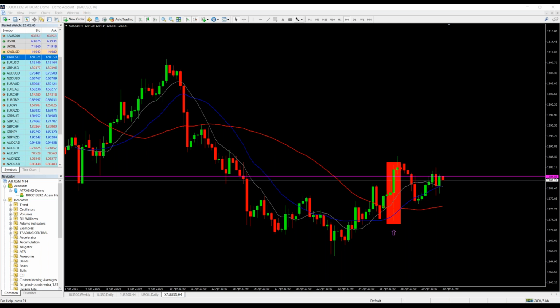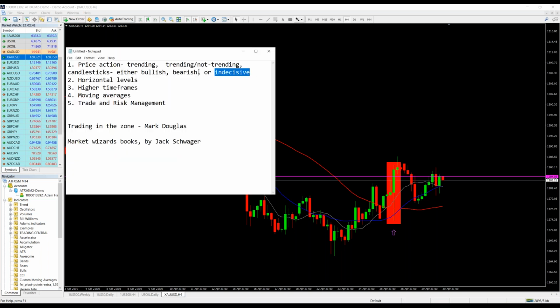So there we go, ladies and gents, to sum up: price action, trending, not trending, candlesticks, bullish, bearish, or indecisive, horizontal levels, higher time frames, moving averages, trade and risk management. And these are key books that I want you to take care of and see if you can read through. This one's an easy read, not a very long one, very simple, easy language, and very beneficial. Market Wizards books is just fascinating.